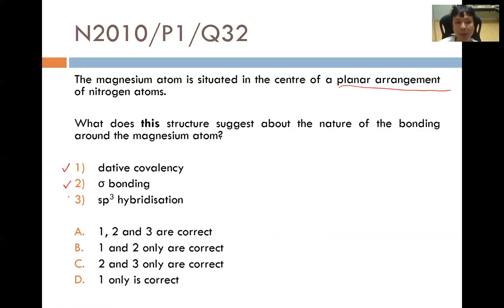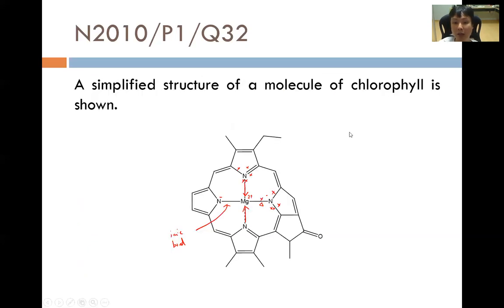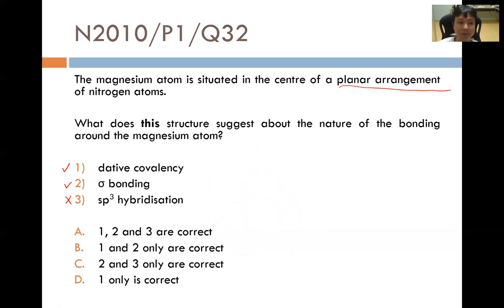On the other hand, sp3 hybridization is false because they tell you that the magnesium atom is in the center with a planar arrangement. If it's sp3 hybridization, the arrangement around this central Mg2+ would be tetrahedral instead of planar. Hence, option 3 is wrong, and only 1 and 2 are correct. Therefore, the answer to this question is option B.